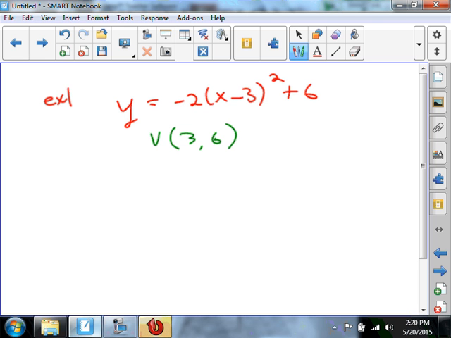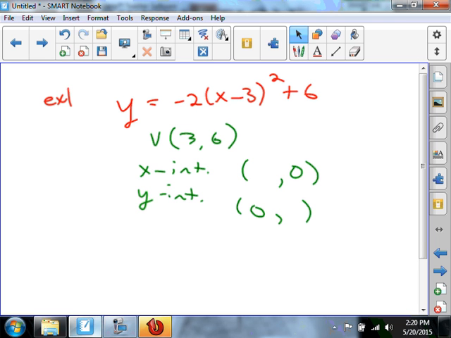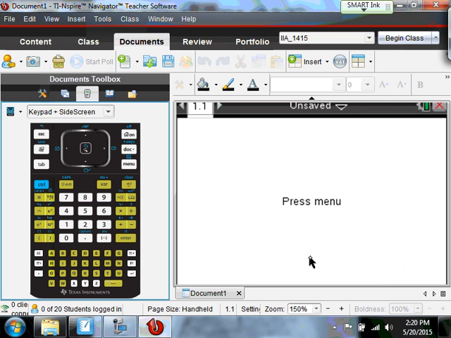Something else that might be handy to find would be x-intercepts. Maybe we want to find a y-intercept also. Remember, an x-intercept is the value of x whenever y is 0, and a y-intercept is the value of y whenever x is 0. So it might be handy if we can graph a vertical and a horizontal line and find their intersections. I don't know, we'll see.